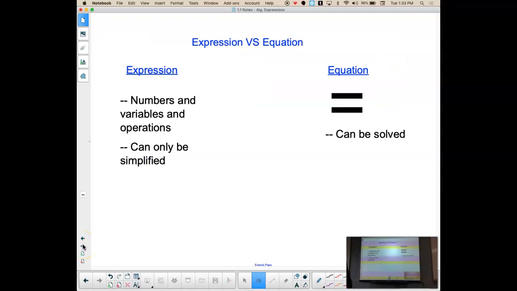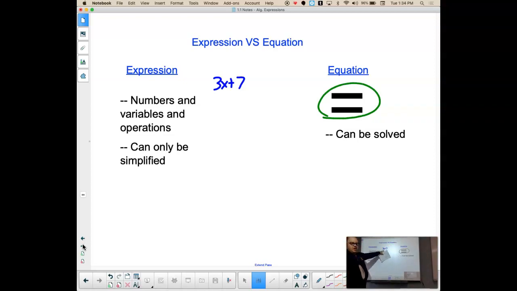In math, we have two different things called an expression and an equation. Okay? Expressions are numbers and variables and have operations. 3x plus 7 is an expression. Okay? The only thing that we can do with expressions is simplify them. Okay? An equation has an equal sign. That's the kicker. And that's what we solve.